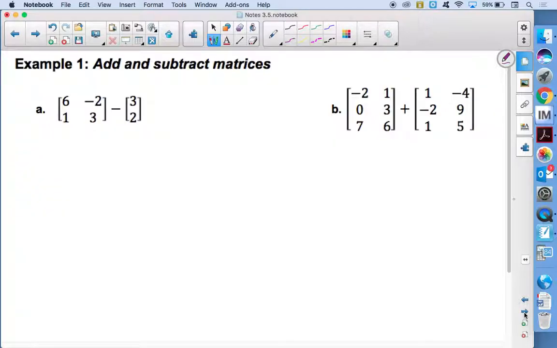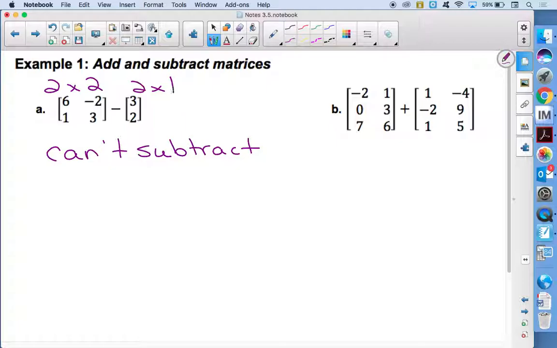So if you look at the first two examples, add or subtract the matrices. Letter A, we have 6, -2, 1, 3. You're subtracting 3, 2. How do we find that solution? You can't because they have different dimensions. So here we can't find the solution. What is the dimension of the first matrix? It's 2 by 2, and the second one is 2 by 1. So 2 rows, but only 1 column. They're not the same. You cannot subtract them. Make sure they're the same first before you do the subtraction. Then the second one, you're literally just adding the 6 numbers in the first matrix with the 6 in the second matrix.